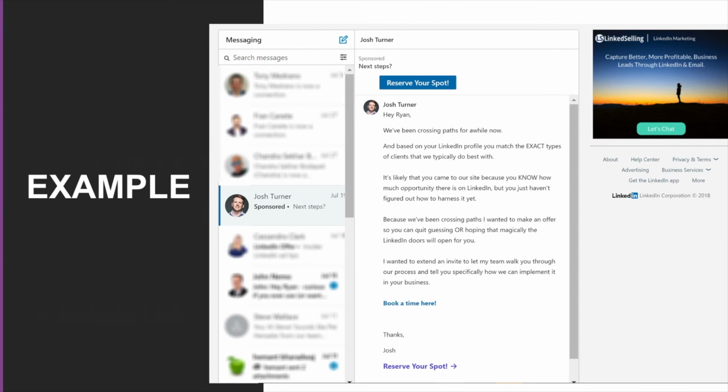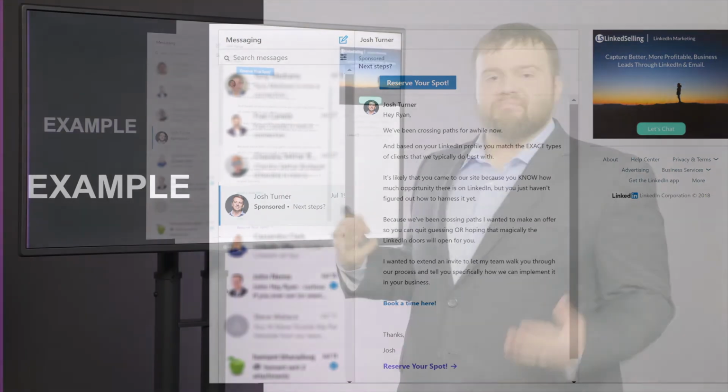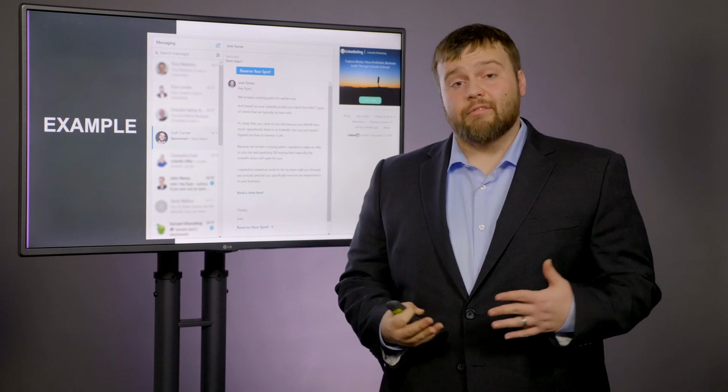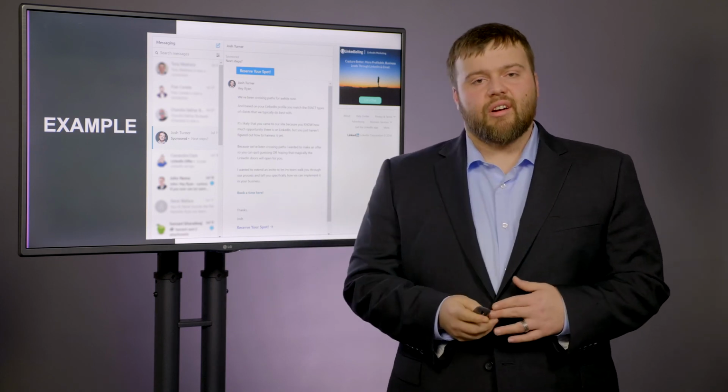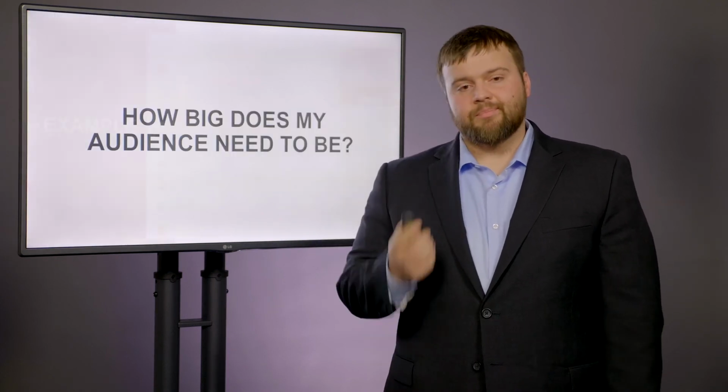So this is the absolute best place to start if you're running retargeting ads on LinkedIn because it's very, very direct. You're going to get results pretty quickly, and you're going to generate leads without spending a whole lot of money. I mean, currently, these are definitely our most cost-efficient types of ads.